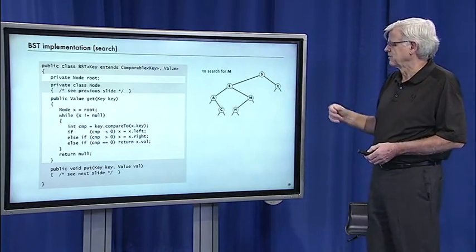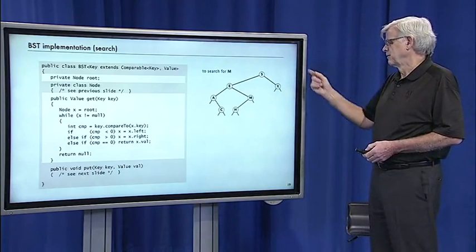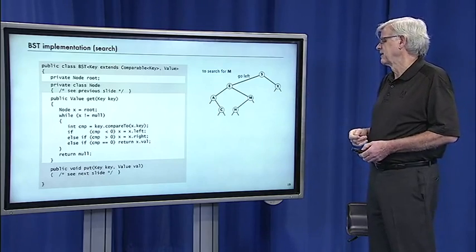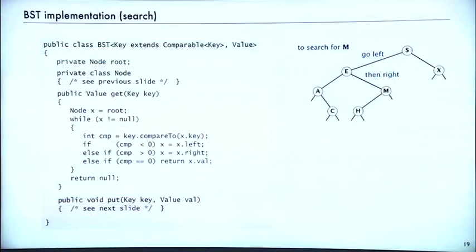So in this example, you can see to search, say, for m, we start at s. M is less than s, so we go left. It's greater than e, so we go right. And then we're successful to see m.